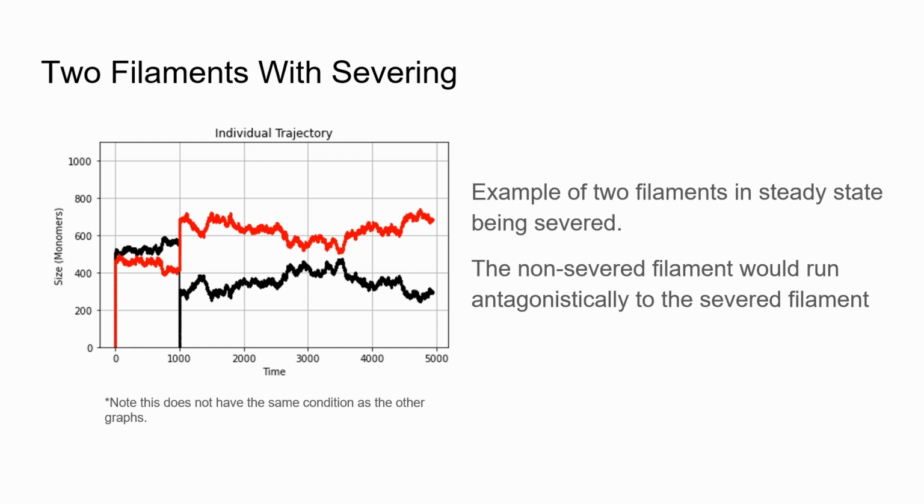Note that this model does not have the same conditions as the one bundle or the two bundle models, but I wanted to include this because this is what I thought was going to be the behavior we'll be seeing when we are severing two bundles instead of just two filaments.